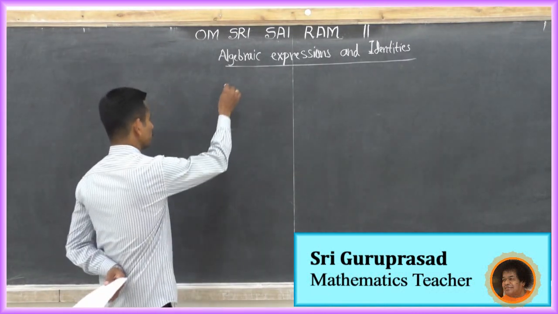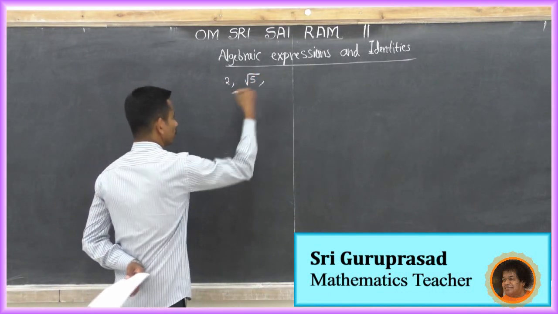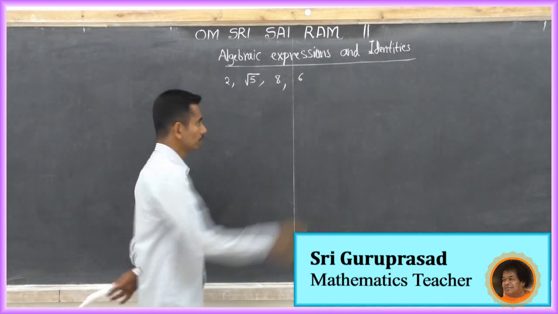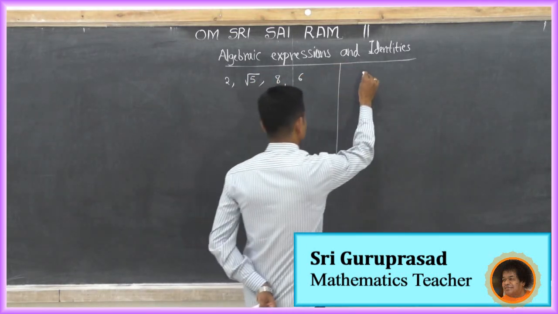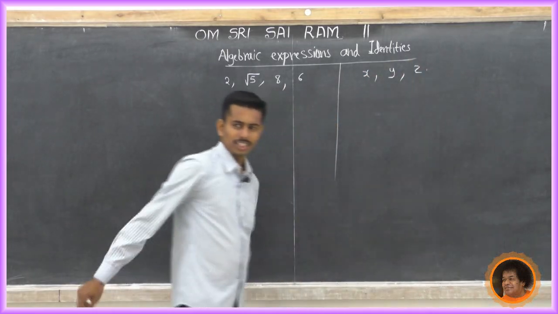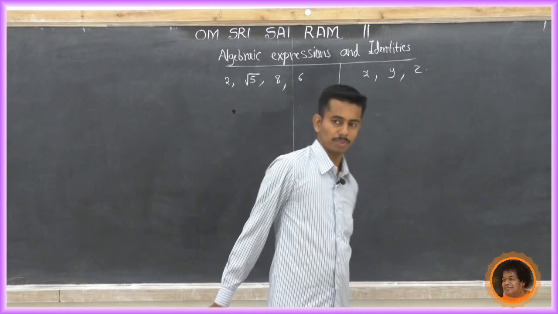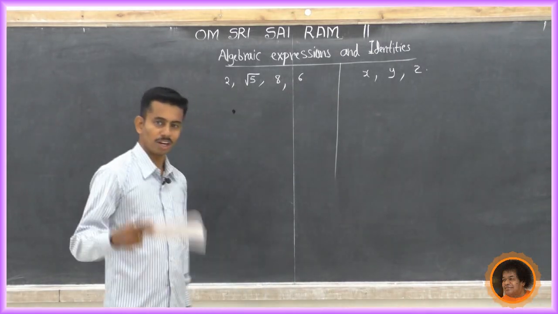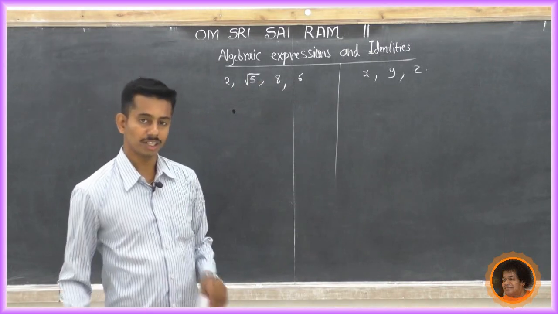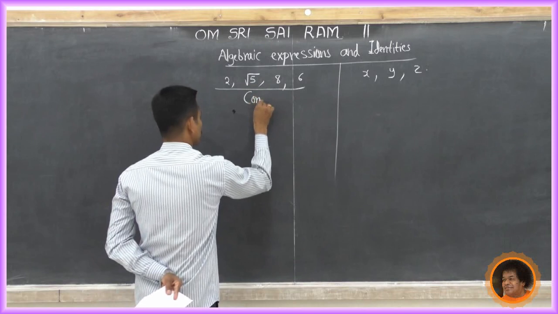I'll write some examples. 2, root 5, then 8, 6. Another pair of examples, x, y, z. Is there any difference between this pair of examples and that pair of examples? Yes, we already learnt about this. 2, root 5, 8, 6, they are called constants. So, these are examples of constants.